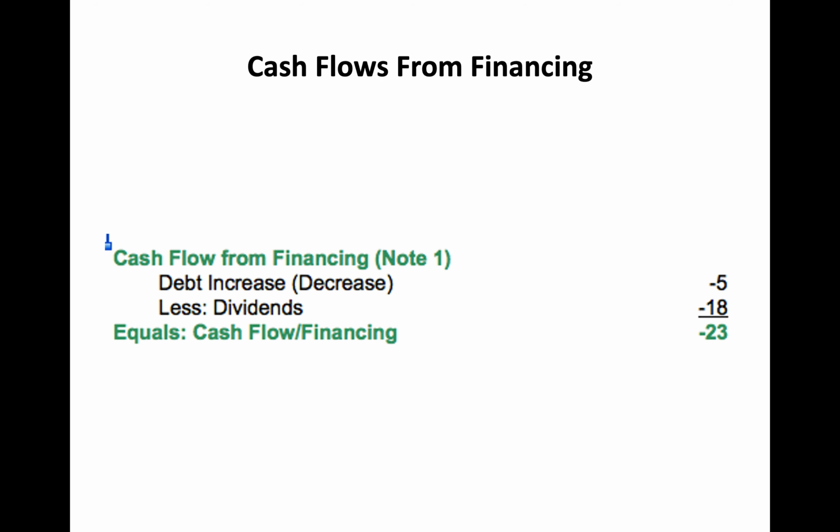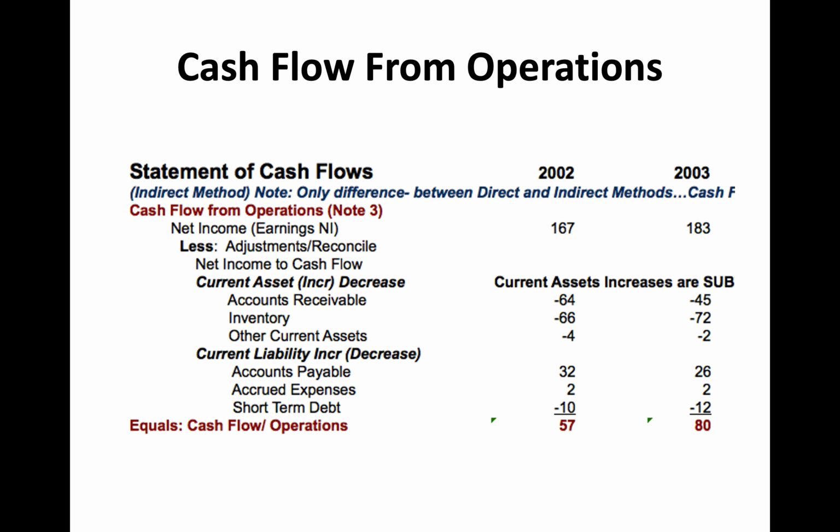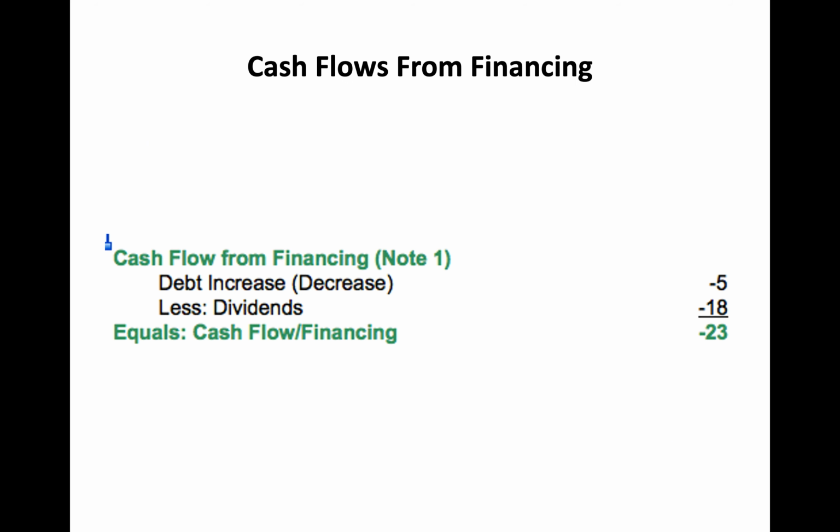So the sum of the financing -23, the investing -79, and the cash flow from operations 57, if you add all that up, that is the net change in cash. And the ending balance in cash should agree, if I go up to the top again, to the ending balance in cash for 2020. So the sum of those three numbers equals cash in the balance sheet at the end of the current year, 58. So financing, raising money and paying it back.